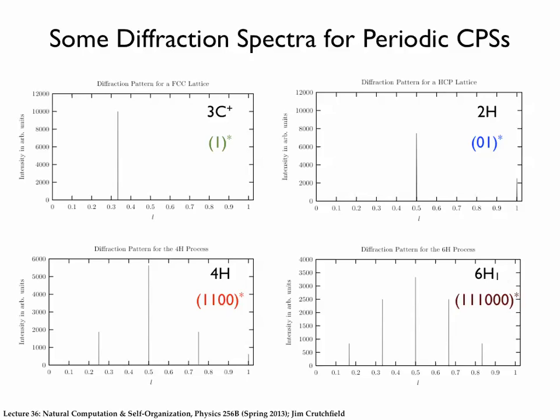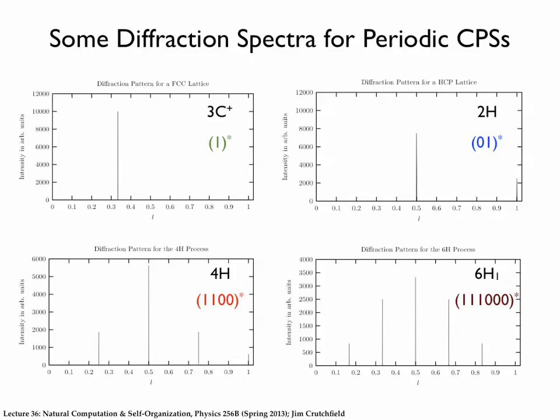4H, you would expect then that in reciprocal space, we call this L space reciprocal space, that you would see things at 1/4, 1/2, and 3/4, just integer amounts of 1 over 4. So we get something that looks like this. And then 6H, which turns out to be fairly important, turns out looking like this.